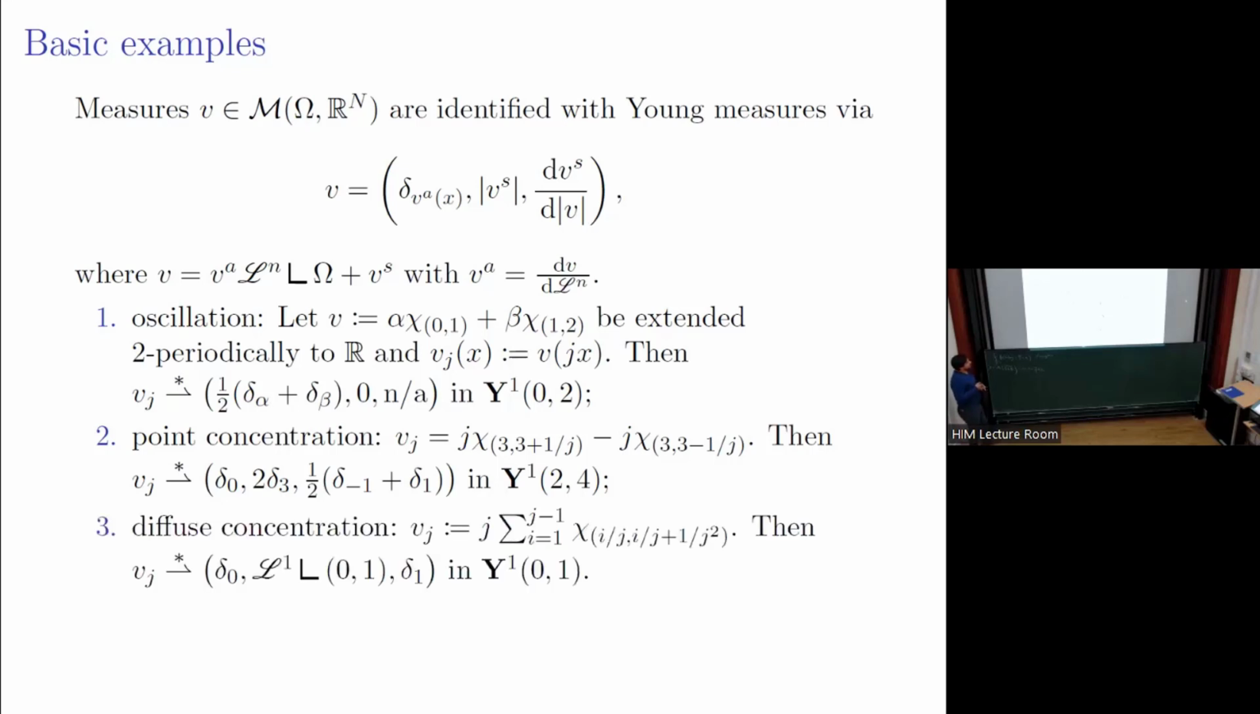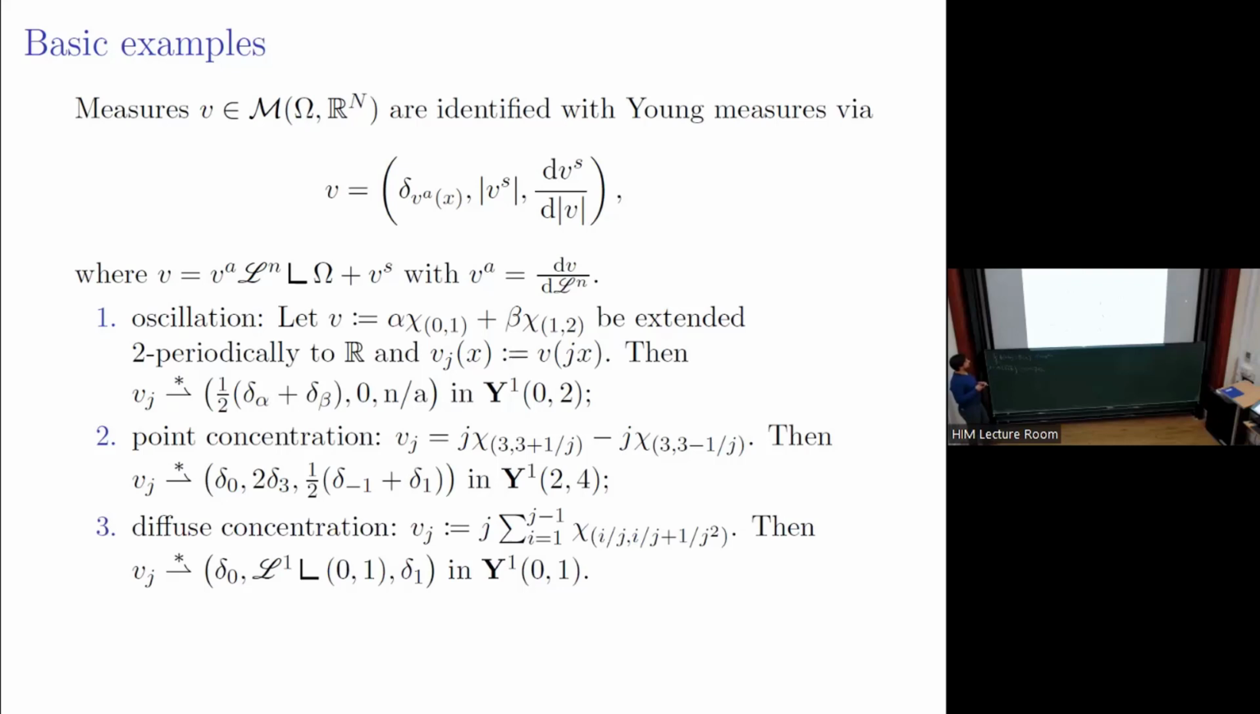And again, let's look at the diffuse concentration example from the previous slide. In this case, the whole interval is covered with small pieces. There's convergence in measure to 0, because these cover very little of the interval. There's 1 over j in total. But there's a uniform positive concentration effect, which is distributed evenly around 0.